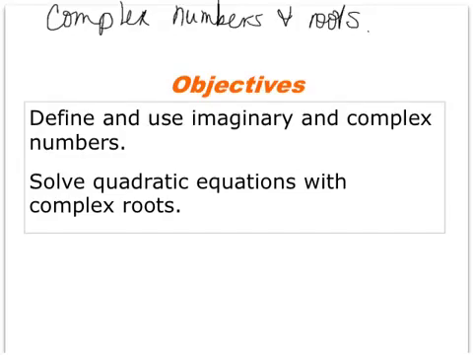We're going to start complex numbers and roots. So our objective today, if you watch both videos on complex numbers and roots, is to define and use imaginary and complex numbers. Yes, I said imaginary numbers. We're finally getting to those fun imaginary numbers. And we're also going to solve quadratic equations with complex roots. This will probably be in part 2.